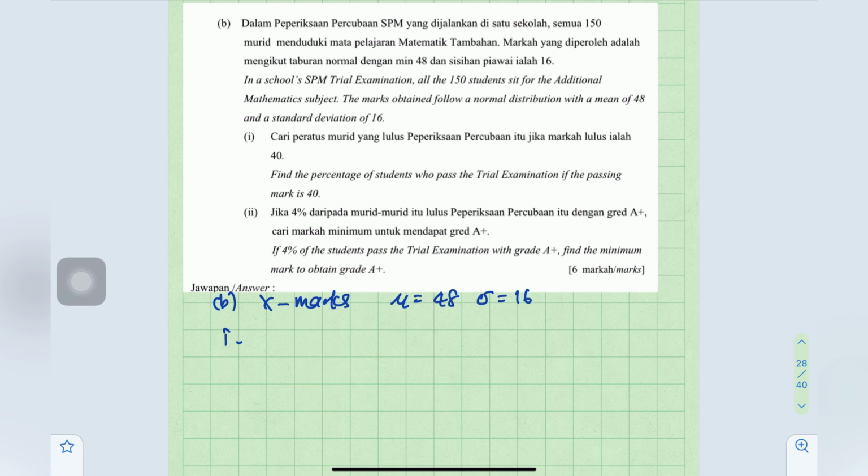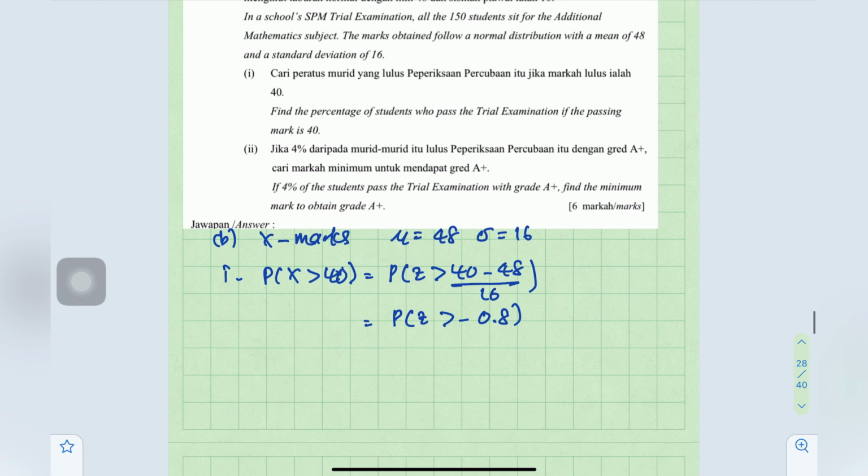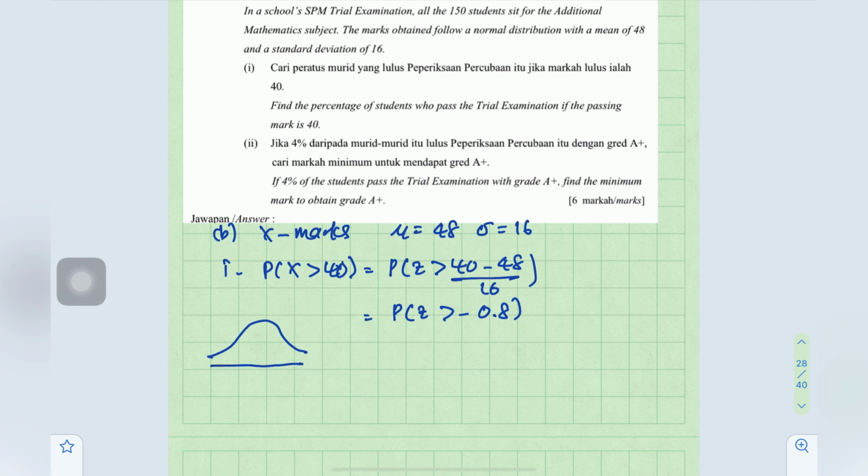Okay, so now we want to find the percentage, we have to find the probability first. So passing mark 40, so we need to find X, the marks, more than 40. This one is not standard, so we standardise it first. P Z more than 40 minus 48 over 16. Okay, we calculate and we will get Z more than negative 0.8. Then we draw. Negative 0.8, negative on the left side, more than. So here, we have to find this probability.